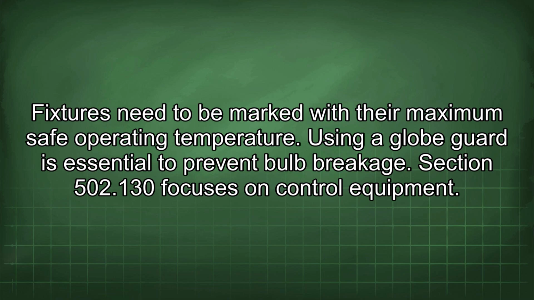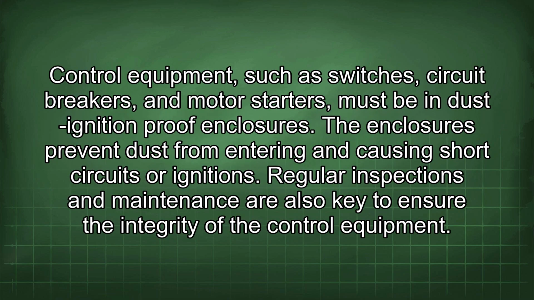Section 502.130 focuses on control equipment. Control equipment, such as switches, circuit breakers, and motor starters, must be in dust ignition proof enclosures. The enclosures prevent dust from entering and causing short circuits or ignitions. Regular inspections and maintenance are also key to ensure the integrity of the control equipment.